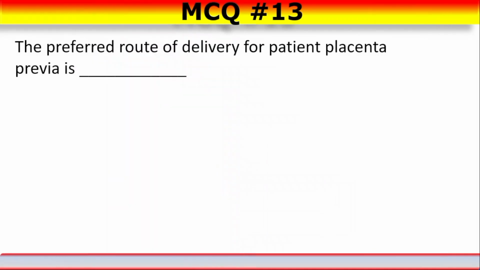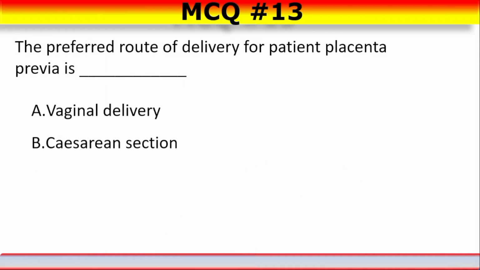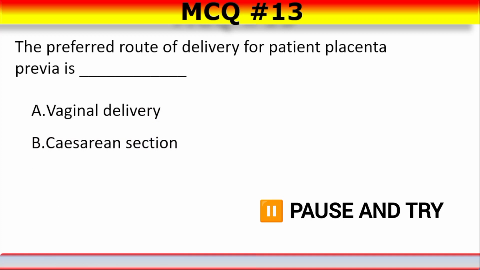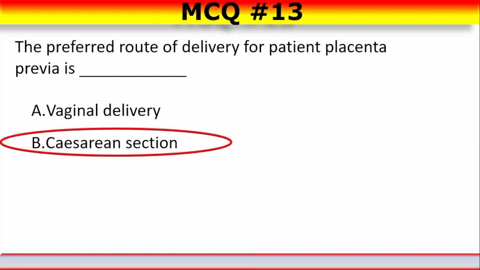Question number 13. The preferred route of delivery for patients with placenta previa is: A. Vaginal, B. Cesarean section. The correct answer is cesarean section. So practically all patients with placenta previa should undergo cesarean delivery. So the preferred route is cesarean delivery.